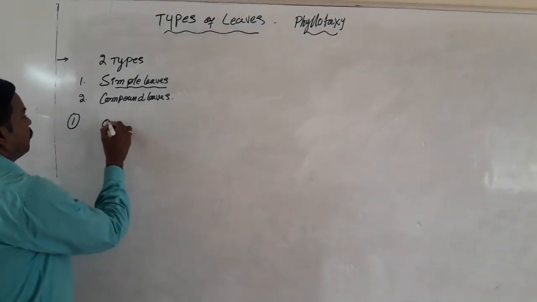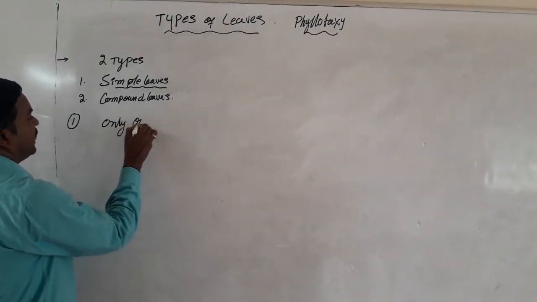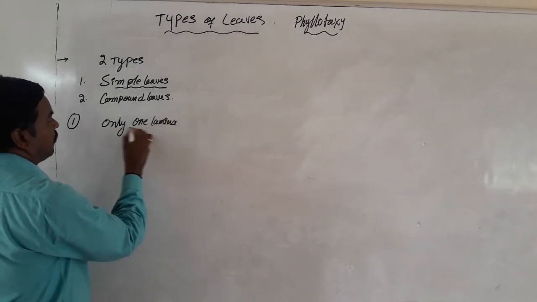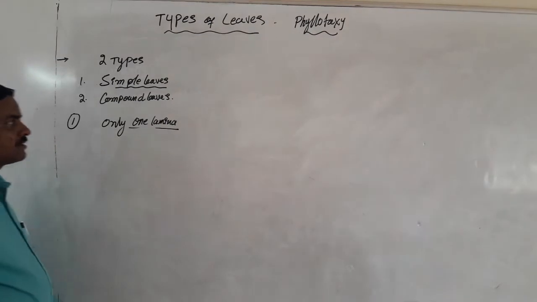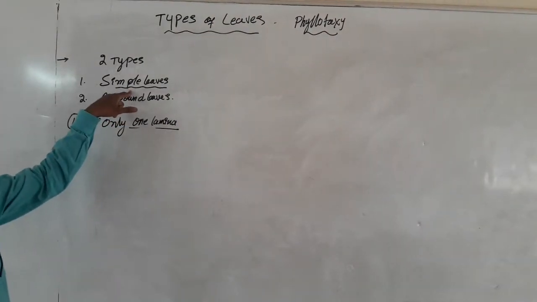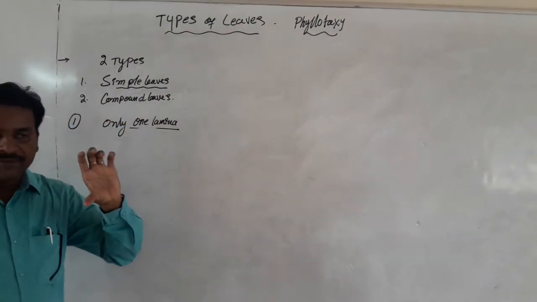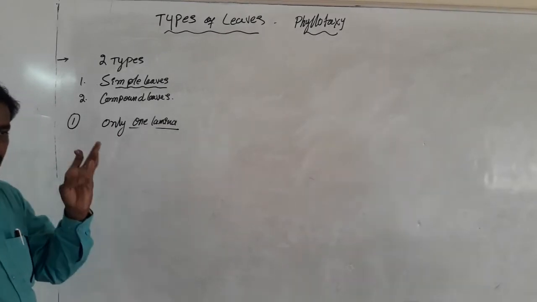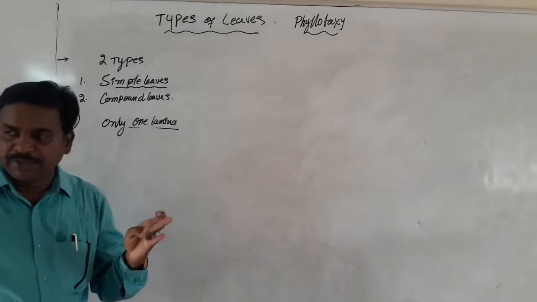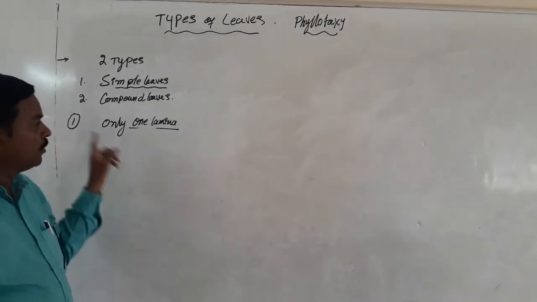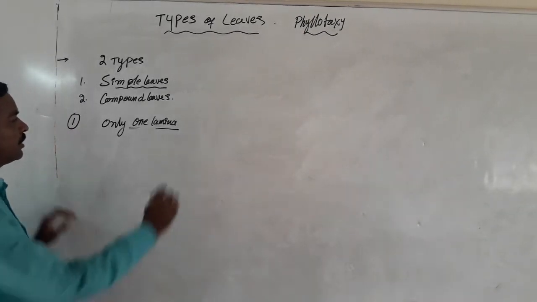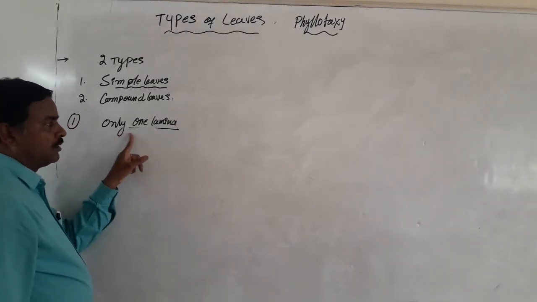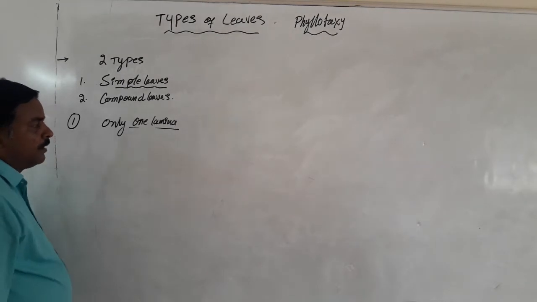Leaf with only one lamina. This is called a simple leaf. Every such leaf consists of only one lamina. You know the parts of a leaf: leaf base, leaf petiole, leaf lamina. Only one lamina. Okay? Leaf with only one lamina, that is called a simple leaf.